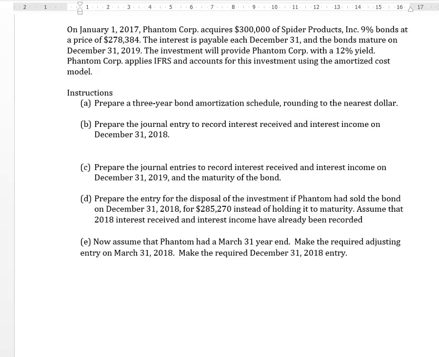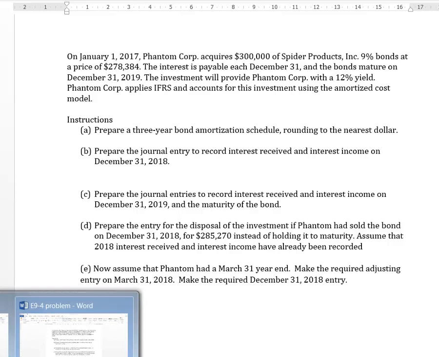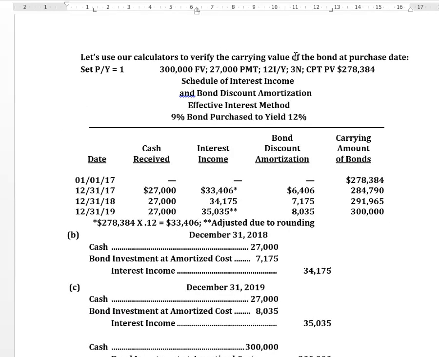So let's begin. First of all, they gave you the amount of proceeds that you, as Phantom, paid in order to get the bond investment. I want to do something a little bit different with you. I want to make sure you can calculate that using your calculator. So in the solution, I want you to use your calculator to verify the carrying value of the bond at the purchase date. So set P/Y equal to 1. Why? Because payments per year is 1 payment per year. That's your interest, right? It's annual.